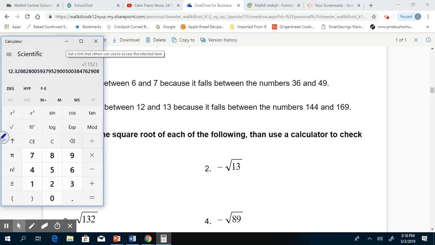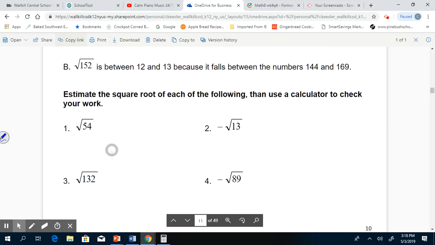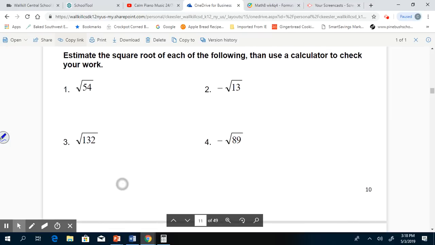I do the square root of 152, which is 12.3288, which is between 12 and 13. All right, so let's do some practice here. I'm going to do the first 6 with you. So for number 1, I have the square root of 54.